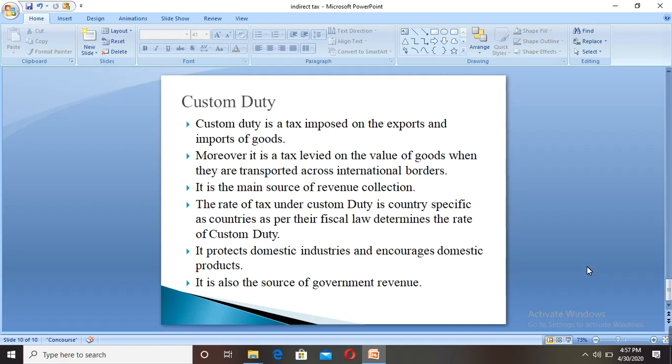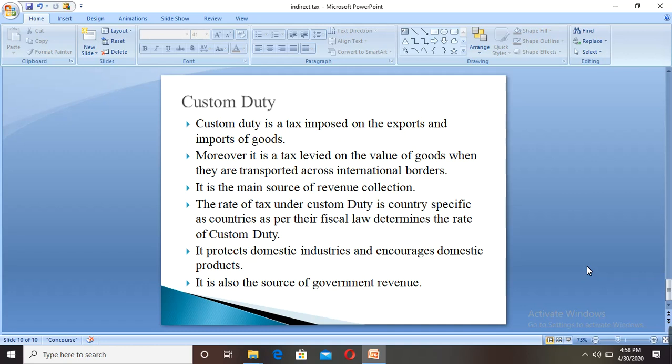The rate of tax under custom duty is country specific, as countries determine the rate of custom duty as per their fiscal law. How is a country imposing custom duty on imported goods? It is a matter of curiosity among the students, but there are no international norms and values that determine the percentage of custom duty which is going to be imposed on the imported items. It is country specific, meaning it is the authority of the nation to determine how much percentage is applicable to be imposed on those goods and commodities.